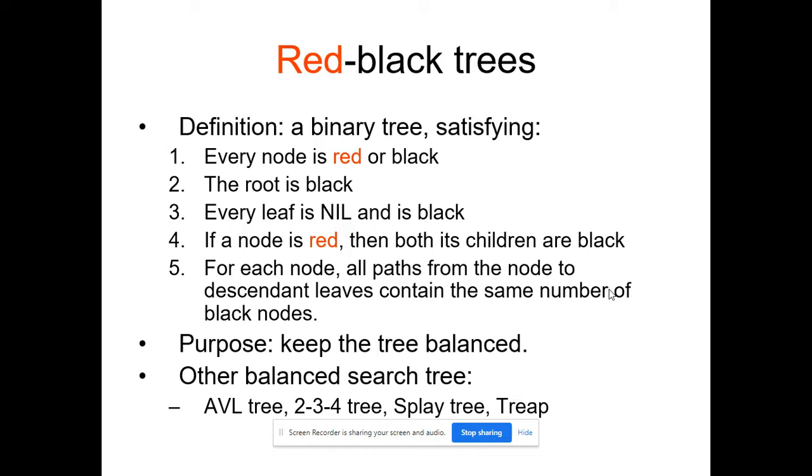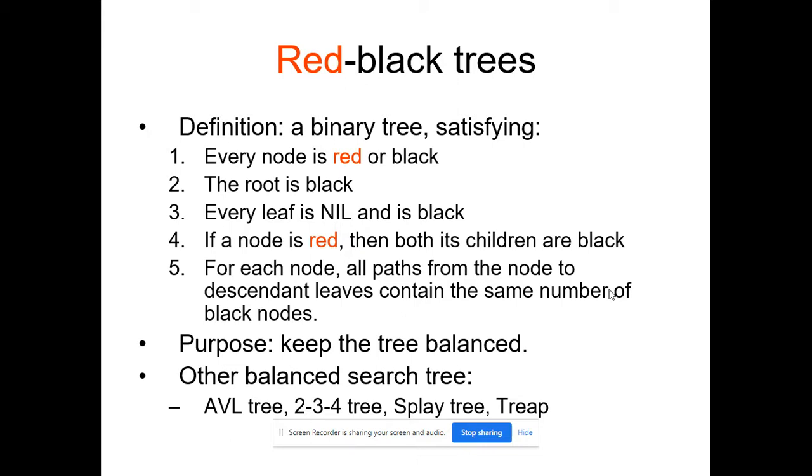And every leaf node, leaf nodes are always on the last level, and they should all be nil. Every leaf is a nil and is a black node. And if a node is red, then both its children are black. This is a condition. If a node is red, then both its children are black.